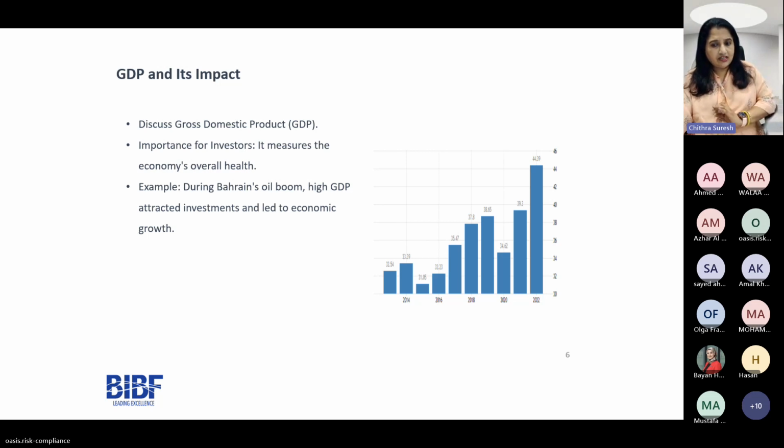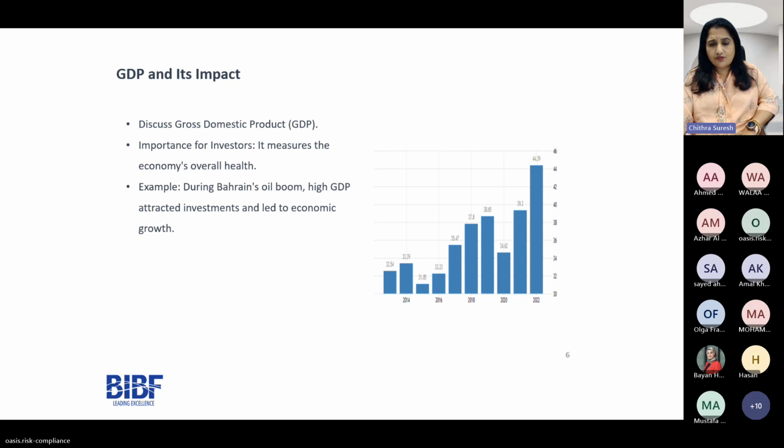It reflects the expansion and contraction of an economy. So when GDP is growing, it indicates that the overall economic activity within the country is increasing. This growth is typically associated with positive trends like employment levels. Consumers are happy, so they are spending, increased business investment, and improved business confidence. So in this scenario, investors often perceive it as a very favorable environment for investment.